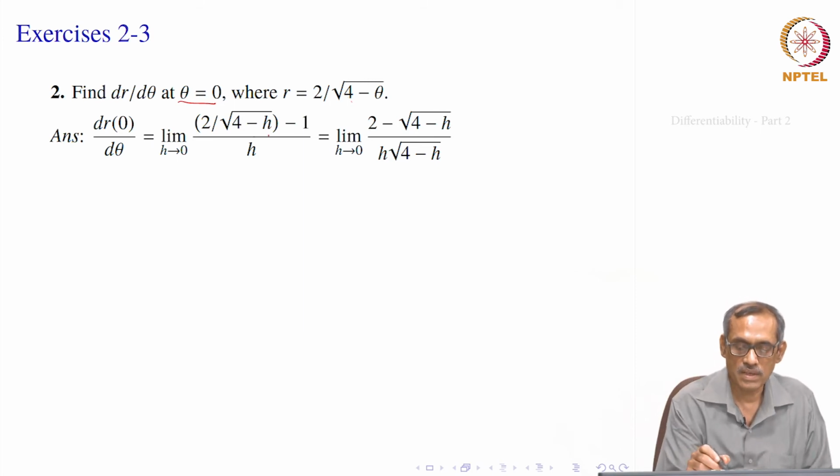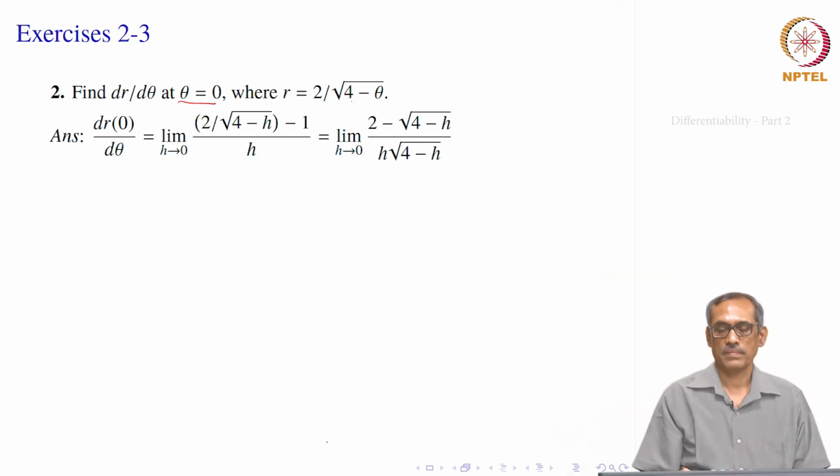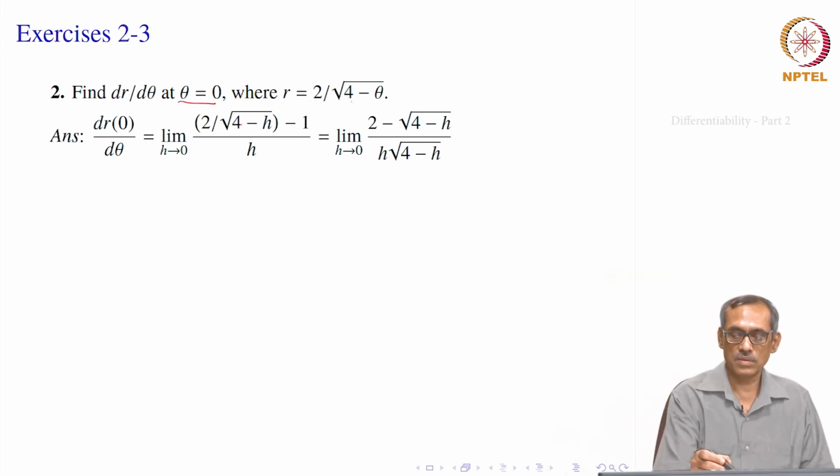Okay, so we take the ratio. It is f of theta plus h, where theta is 0 now, so f of 0 plus h, or f of h, which is 2 divided by square root of 4 minus h, minus at 0 you take theta to be 0, it gives square root of 4, which simplifies to 1. So, minus 1, divided by h. So, this is 2 minus square root of 4 minus h divided by square root of 4 minus h.